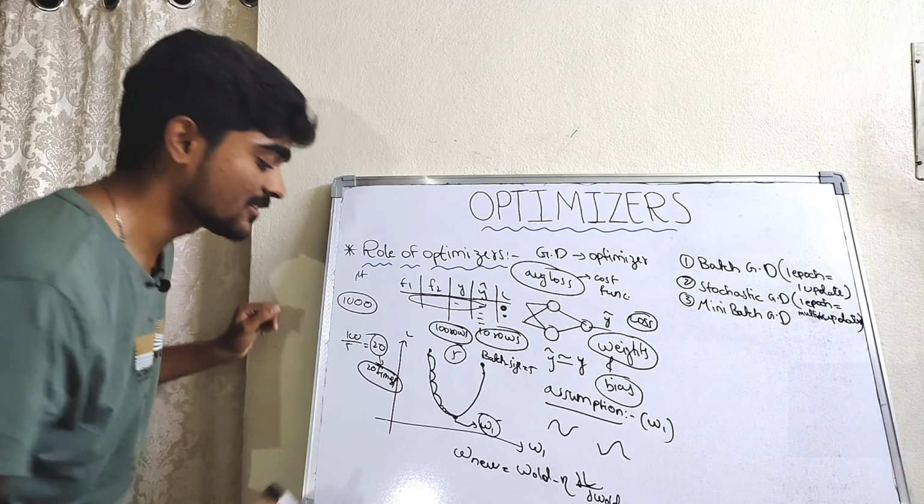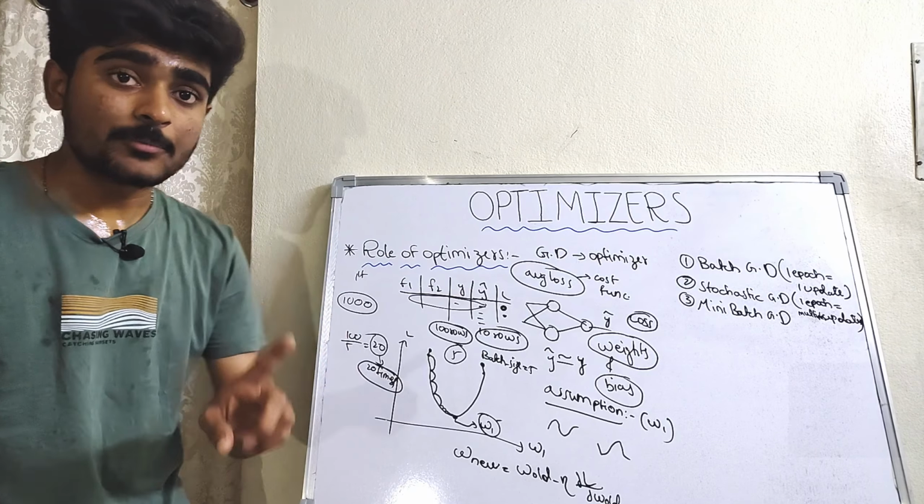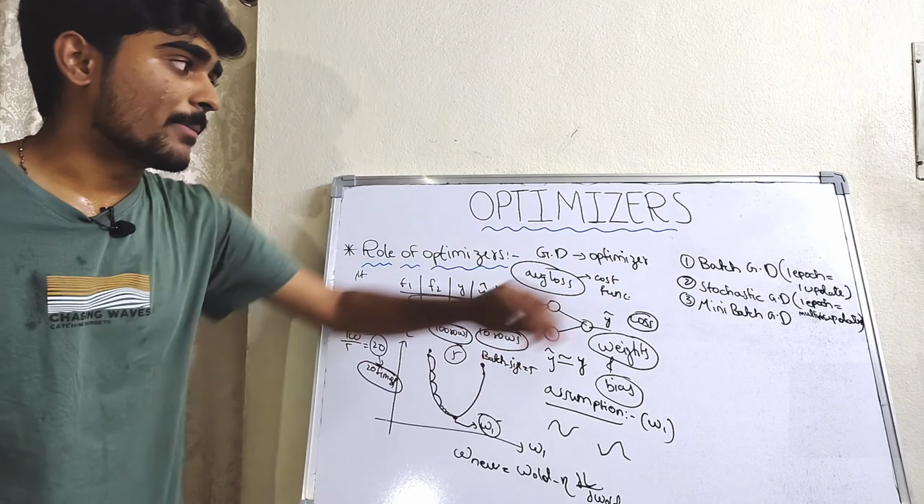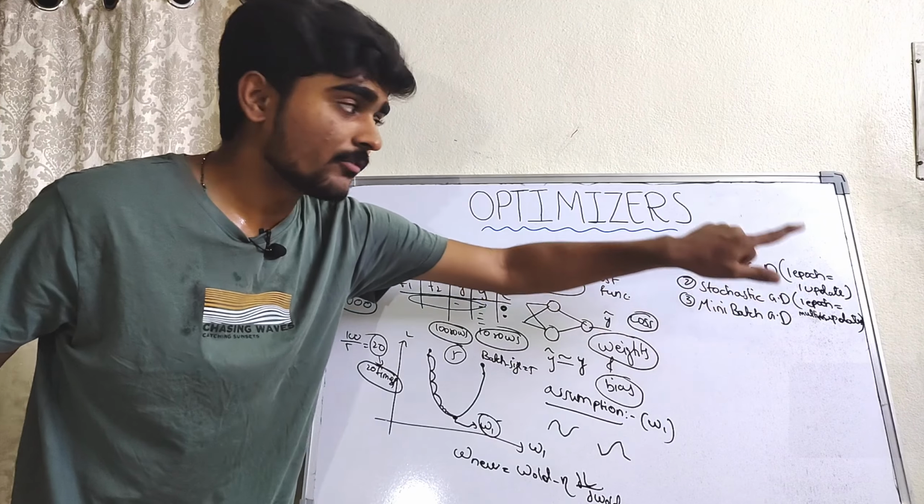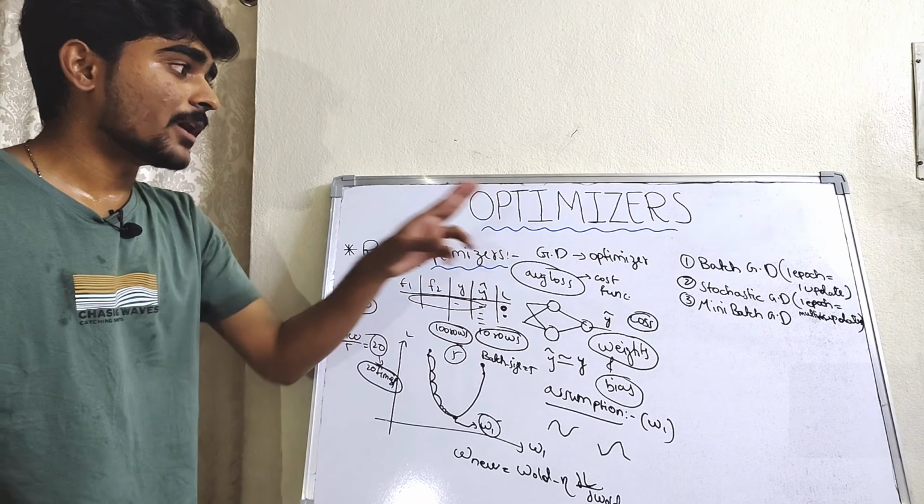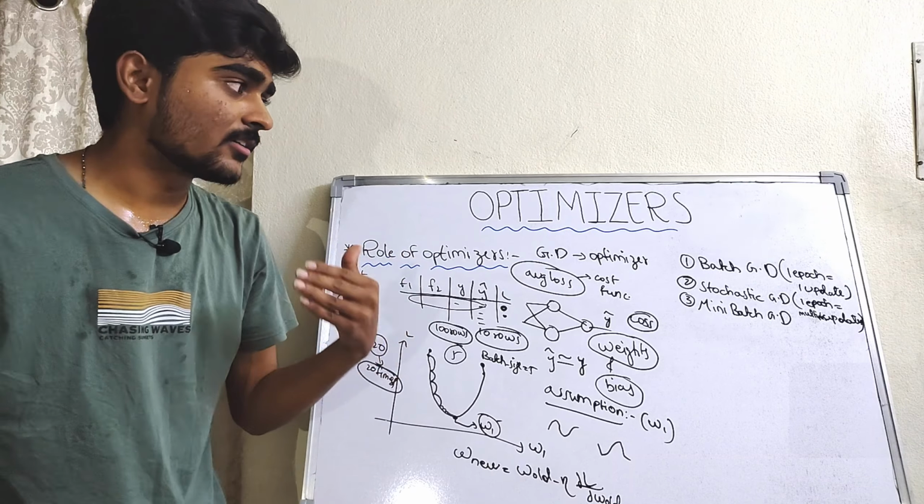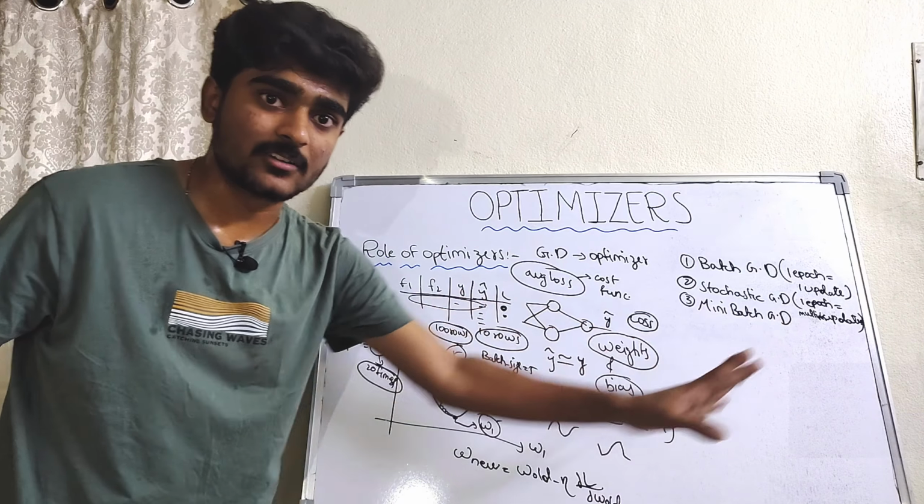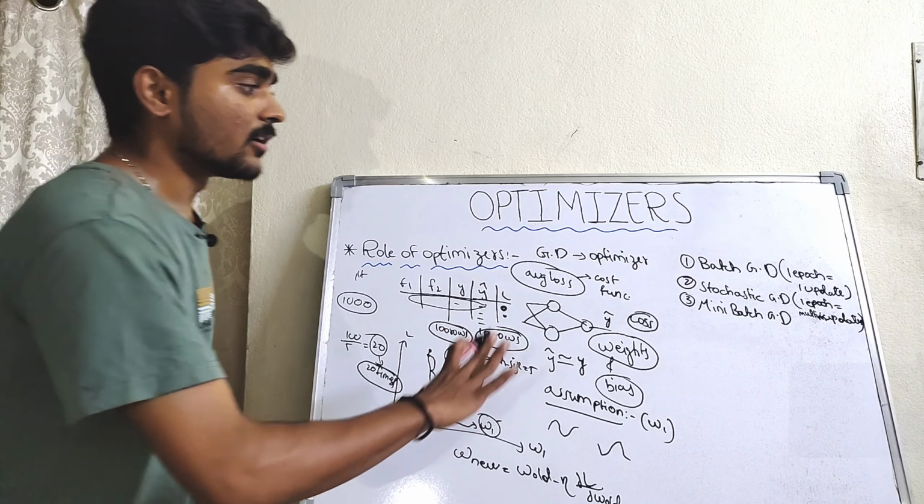As we have 20 batches, we'll be updating 20 times in a single epoch. This is mini batch gradient descent. In batch gradient descent, per epoch we'll be doing one update. In stochastic gradient descent, per epoch we'll be updating as many times as there are rows of data. And in mini batch gradient descent, we'll be updating multiple times.